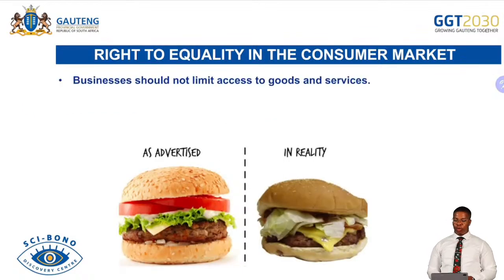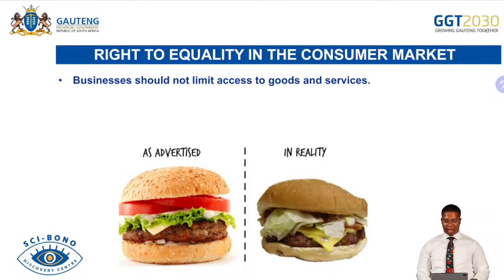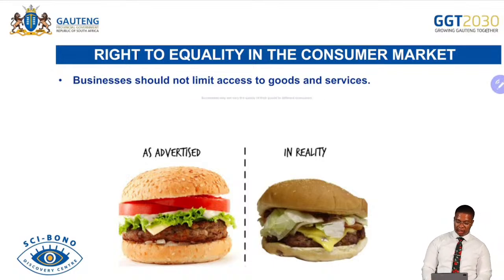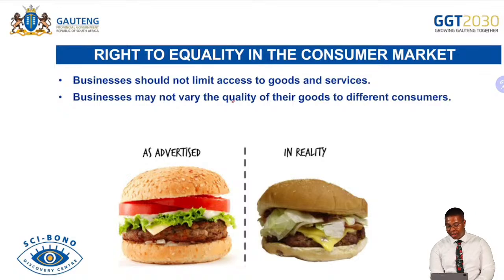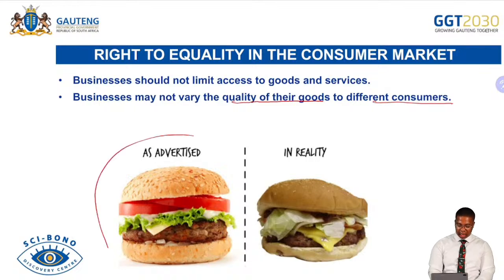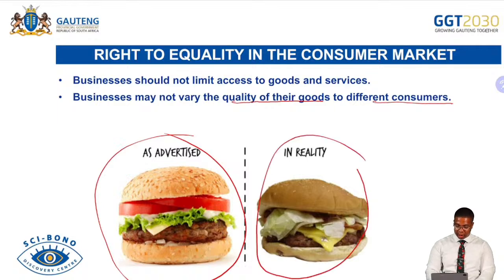Then the right to equality in the consumer market. Businesses should not limit access to goods and services. And then another one is that businesses may not vary the quality of their products to different consumers. To say when they sell to particular customers, other customers would receive this, but then in reality, other customers would receive this. So you see there is a varying of quality there. You can see that there's no tomato here, but there's a tomato here. You can see that the cheese here looks very unhealthy, but the cheese here shows that it was well prepared and on time.